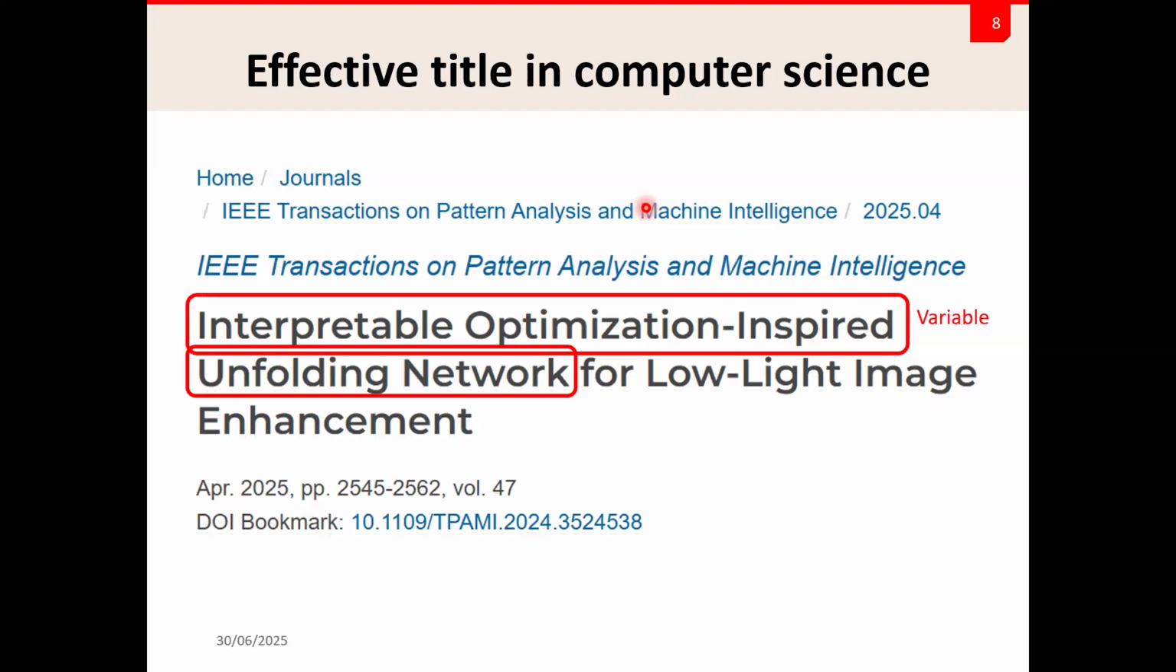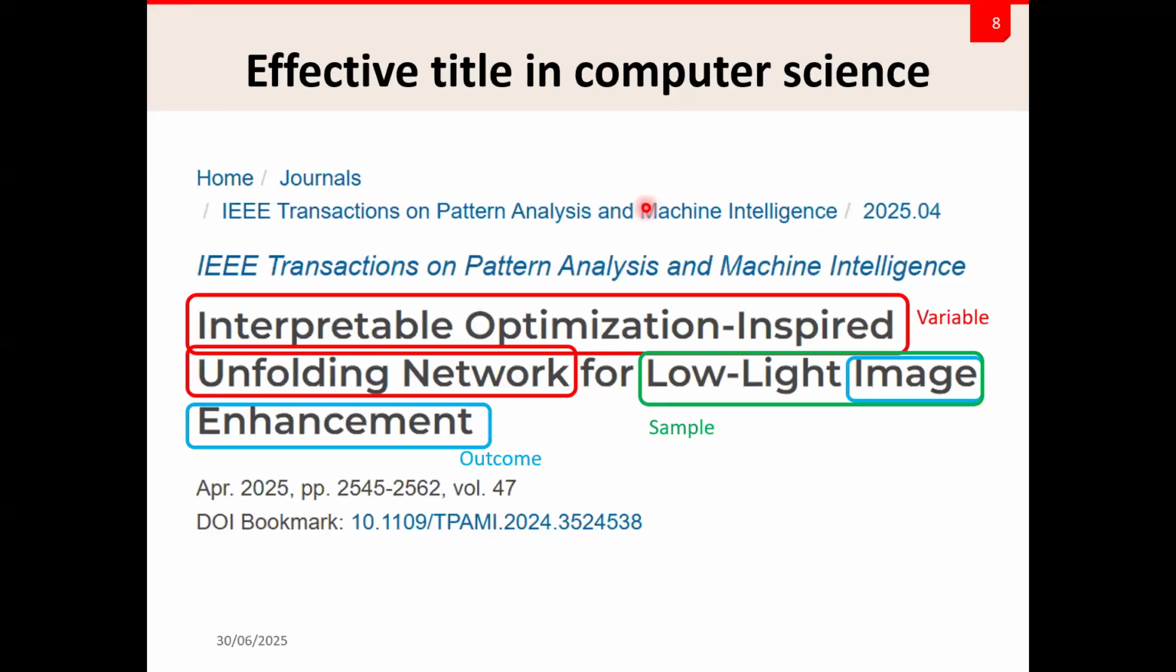So this says, interpretable optimization inspired unfolding network for low light image enhancement. Read it carefully, identify those three components in here. So the variable in here is the interpretable optimization inspired unfolding network. And what is the sample? Sample is low light image. And what would be the outcome? It is the image enhancement. Once you identify these components, variable, outcome, sample, it's easy.